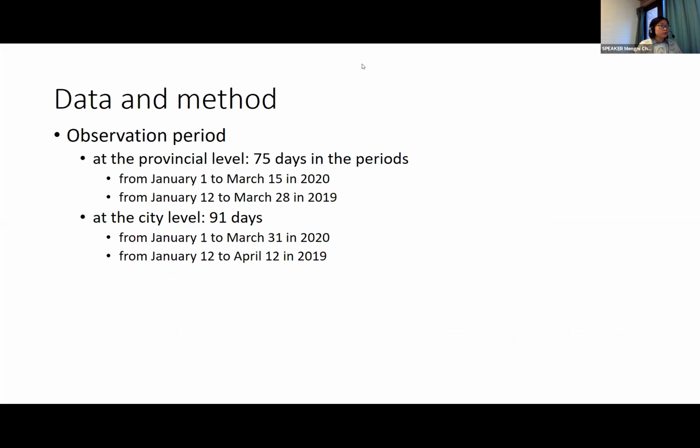And at the city level, we have a longer observation period, that is 91 days. So for the city level in 2020, it's from January 1st to March 31st. And for 2019, it's from January 12th to April 12th. So that is the observation period.